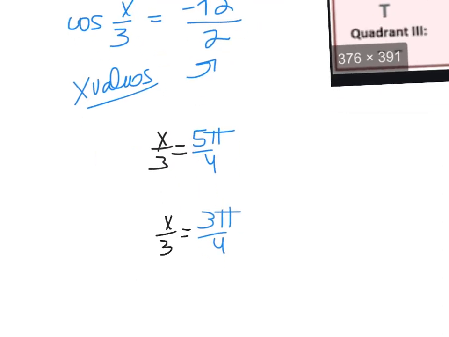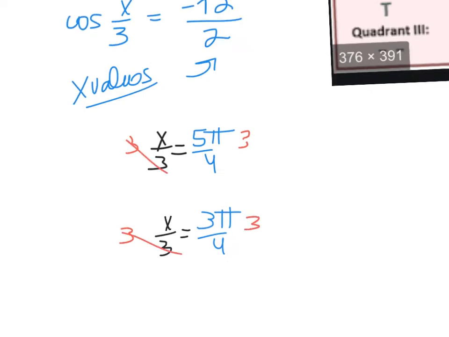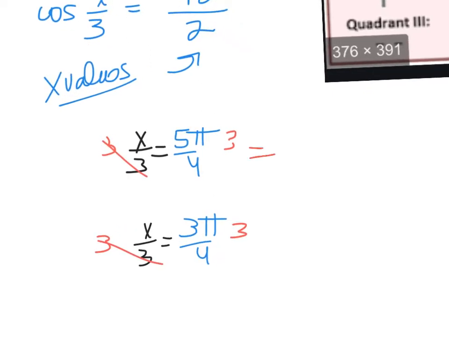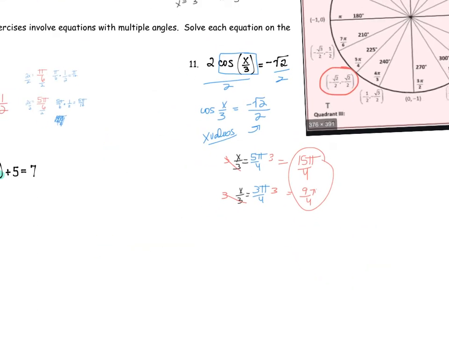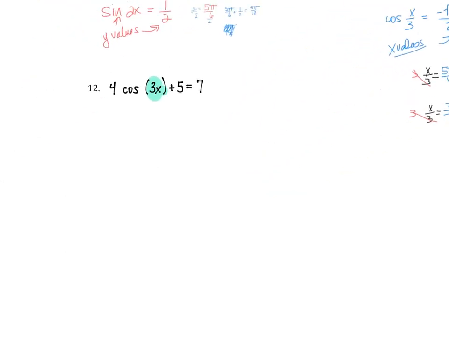Now, in this case, I'm not going to divide by 3. I'm going to do what? Multiply both sides by 3. So I have what? 15 pi over 4 and 9 pi over 4. We good? Everybody okay? All right, let's look at the last one.